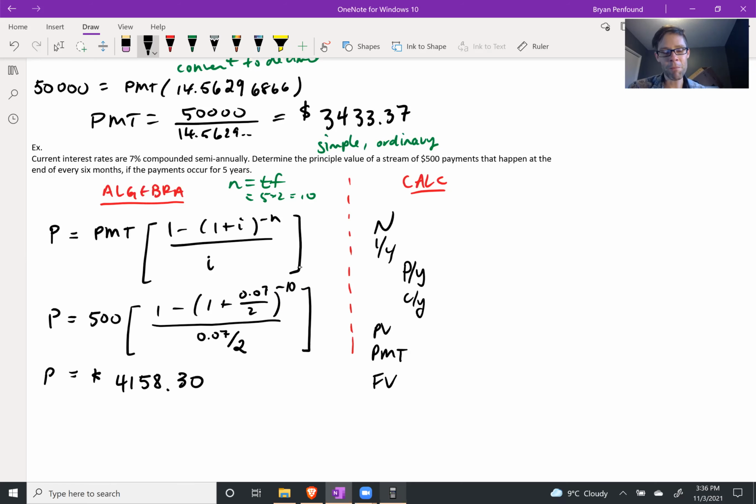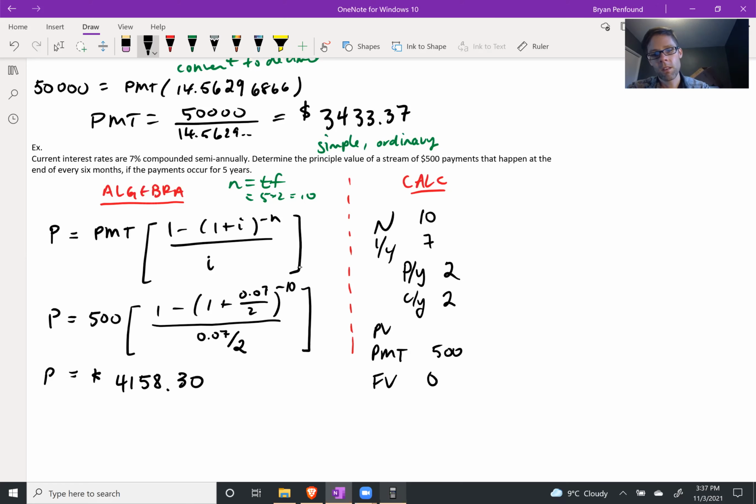Okay, so we have decided that there are 10 equal size payments. We have an interest rate of 7% compounded semi-annually. The payments happen at the end of every 6 months. It's arguable whether we put the 500 in as positive or negative; I don't think it really matters. In this particular case, we have a future value of 0, and we have 2 payments per year.